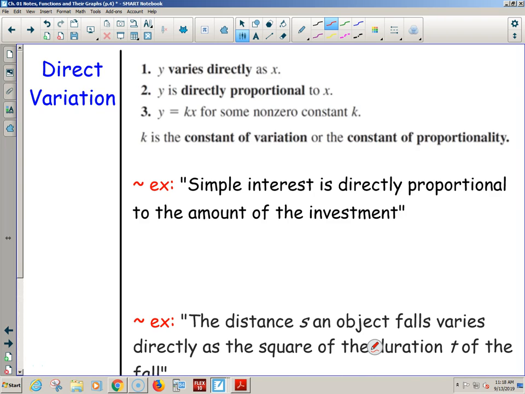Wait, what was the title of the section? Mathematical laws and variation. Okay, so not really hot mathematicians, but instead we're trying to make a model, an equation, for a situation. We're trying to make an equation for a situation.